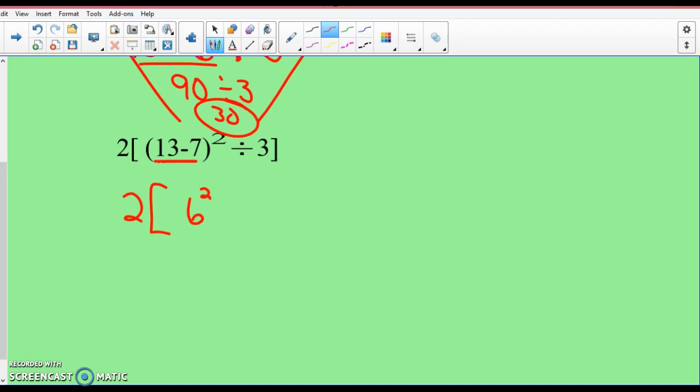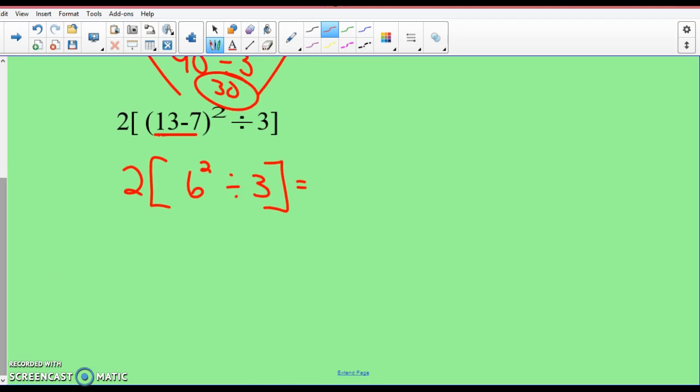Squared. 6 squared. Notice I dropped these parentheses because I did them. Okay? Divided by 3. Close the bracket. Now, what do I do next? Correct. I am working inside my grouping symbol. And inside this bracket, I need to square before I divide.